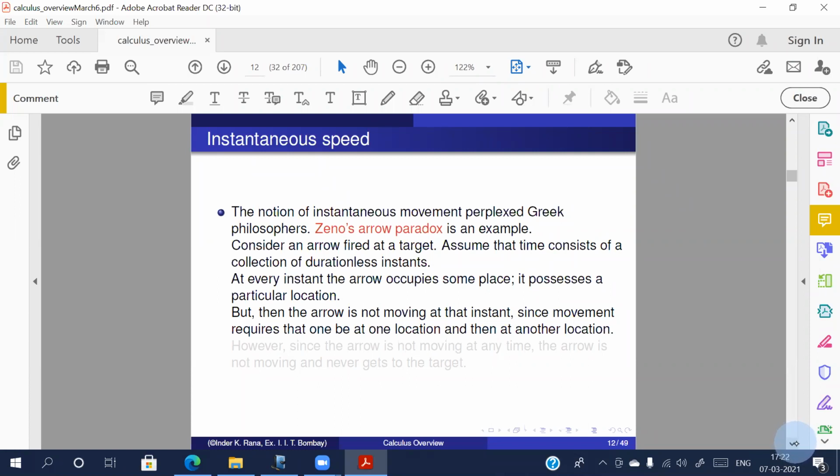So that raises a lot of questions. This is what is called a paradox. There was no concept of instantaneous movement available.